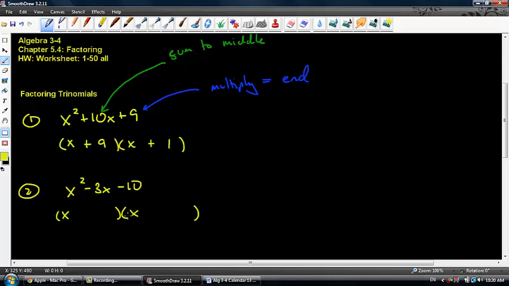So I'm going to divide this out, x and x again. That's where my x squared comes from. And then I need two numbers that multiply to negative 10 and add to negative 3. Well, 5 and 2 can produce a 3 as long as one of them was negative. Well, I'm looking at a negative 3, which means that 5 has to be negative and 2 has to be positive.